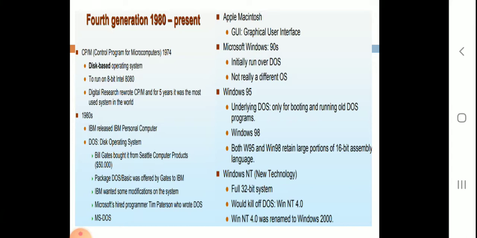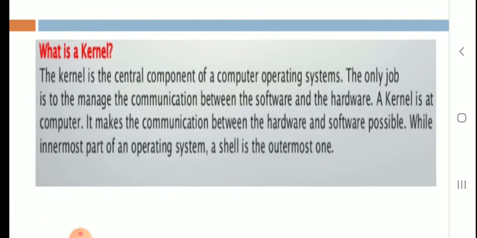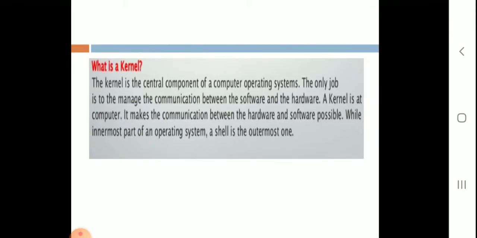One word, kernel, is mostly used in the case of the operating system. This is a central component of the computer operating system. Its only job is to manage the communication between the software and the hardware. A kernel is also known as the heart of the operating system. It makes the communication between the hardware and the software possible, and it is the innermost part of the operating system, while the shell is the outermost one. Clear? The kernel is the innermost and the shell is the outermost part of the operating system.